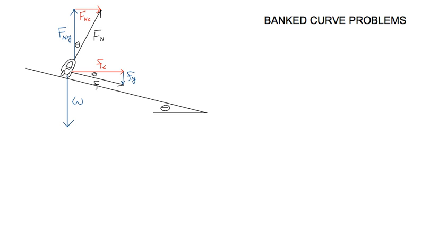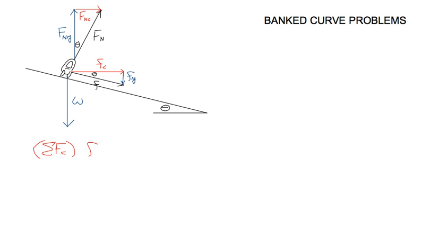Now that's your picture. As soon as you have the picture, the next thing you would do is draw your descriptive equations. So if I sum up my forces that are centripetal, I have two of them. I've got the centripetal component of friction and the centripetal component of the normal force. So I'm going to add those here.